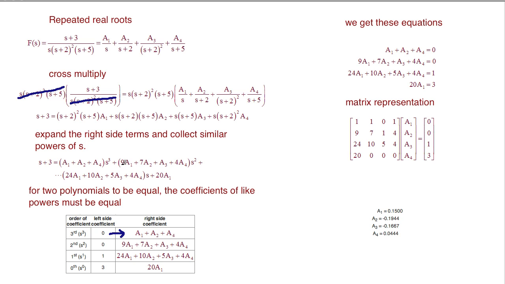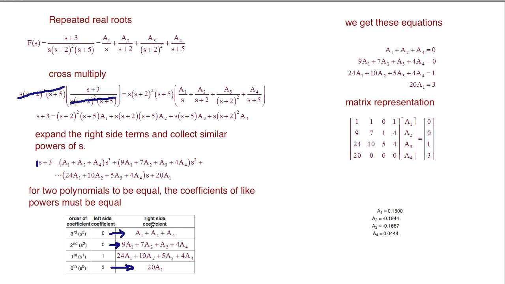Similarly, the coefficient of s squared must be 0 because there's no s squared term on the left. That means that this whole expression must be 0. A little bit different for the coefficient multiplying s, because this whole thing must add up to 1 right here. So we get 1 is equal to that whole thing right there. And then the constant here is 3, so 3 must equal that right there.